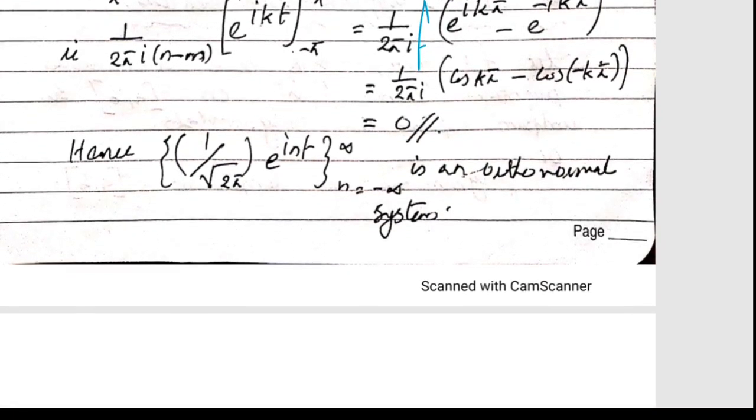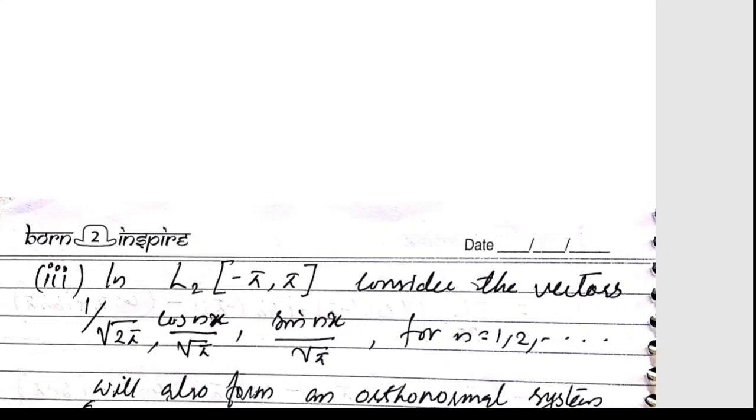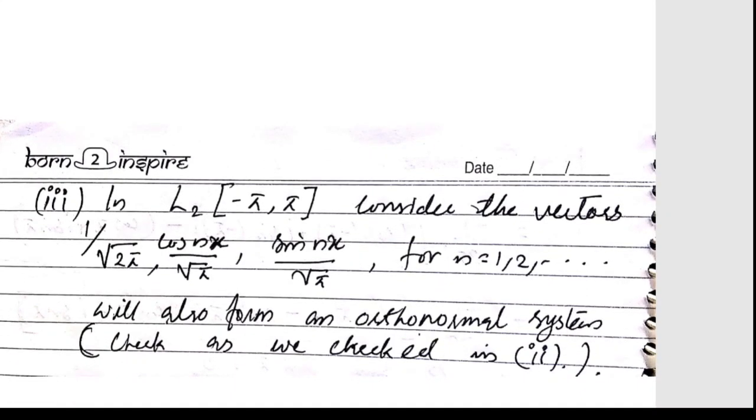Next we will consider one more system that I am leaving for you to work out. In L2 of minus pi comma pi, consider the vectors 1 by root 2 pi, cos nx by root pi, and sin nx by root pi, for n equal to 1, 2, 3, etc. This will also form an orthonormal system. We can check this the same way as we have done in the second example. I am leaving it for you to check.